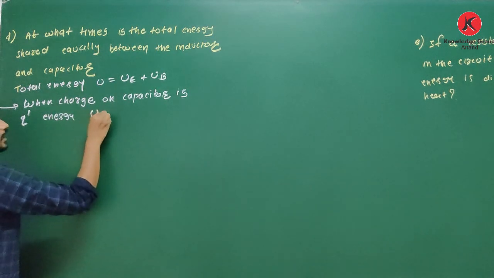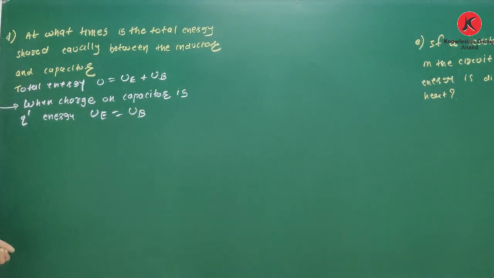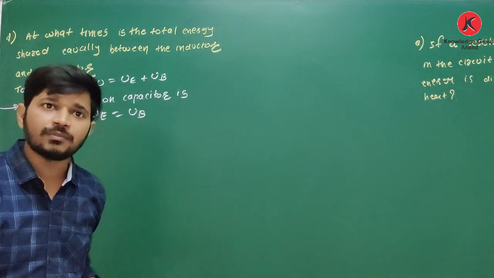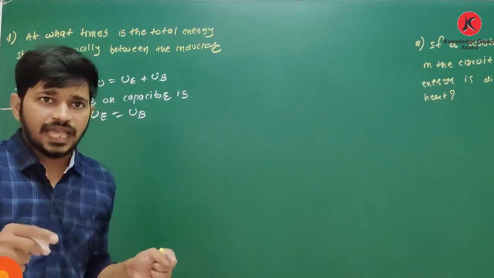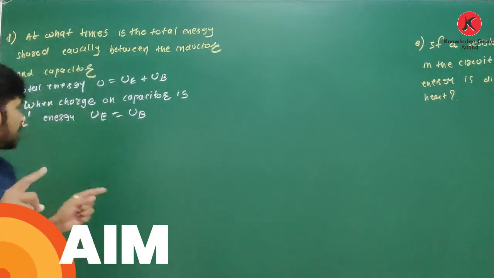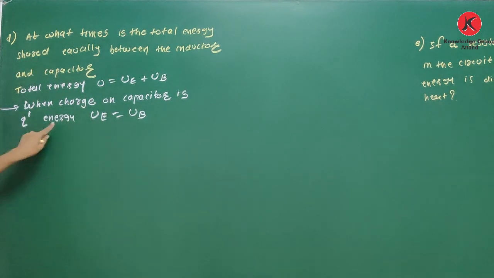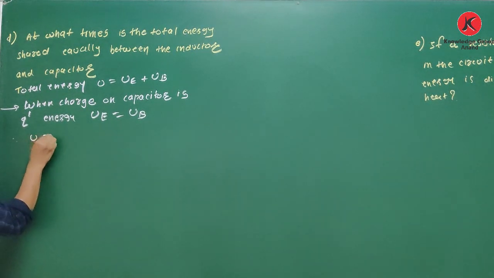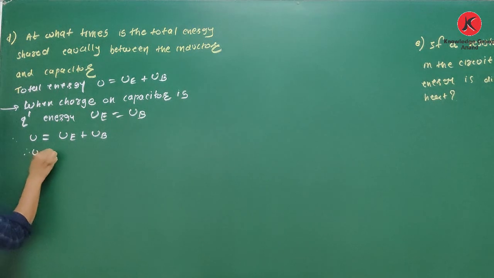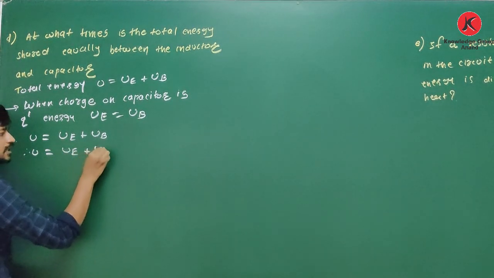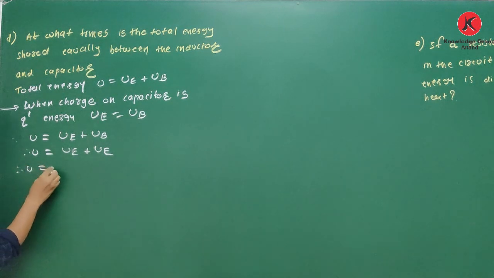Energy UE is equal to UB. Yes, I am assuming one condition. When charge on capacitor is maximum, energy stored on capacitor is maximum. When charge on capacitor is 0, energy in capacitor is 0. Now when charge on capacitor is Q dash, energy UE is equal to UB. So therefore U is equal to UE plus UB, which is UE plus UE. So therefore U is equal to 2UE. Yes, it is.